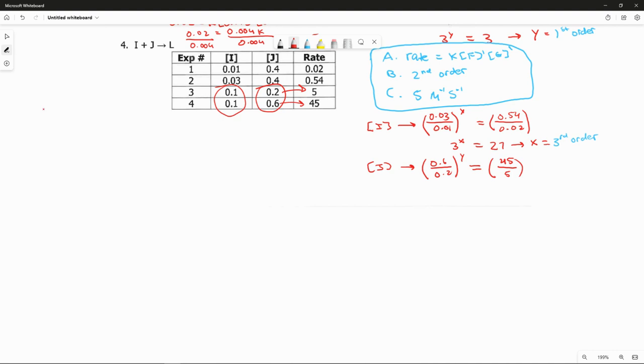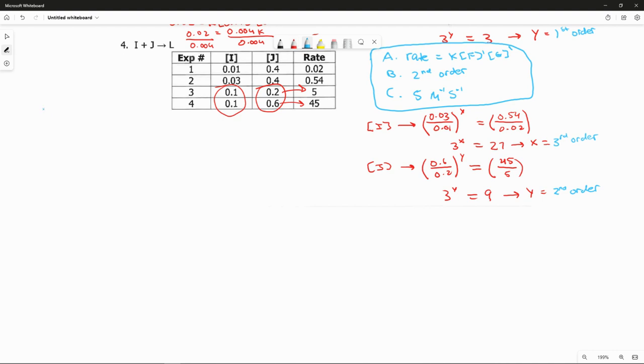So 0.6 over 0.2 is 3 to the y, equals 45 divided by 5, which is 9. So we know that y equals 2. Second order. All right, now we can write our answers.